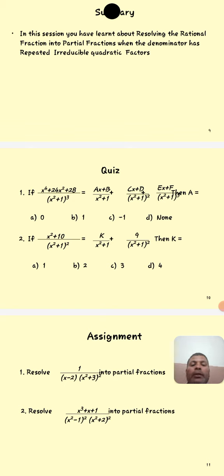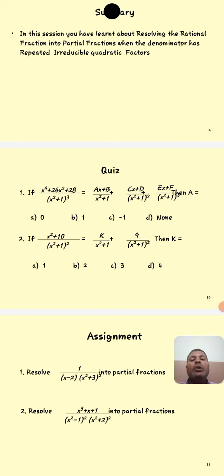Okay, so in the earlier classes and in this class also, we learned about how to resolve into partial fractions using different methods. And also we know about the different types of fraction. How can we define a proper fraction, how can we define an improper fraction, and how to resolve it into partial fractions. Whenever an improper fraction is given, we have to convert it into a proper fraction, and then resolve into partial fractions.